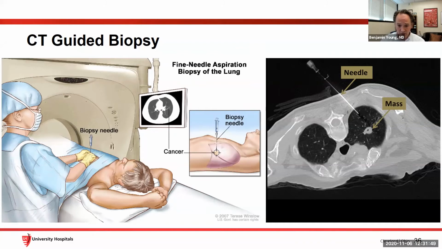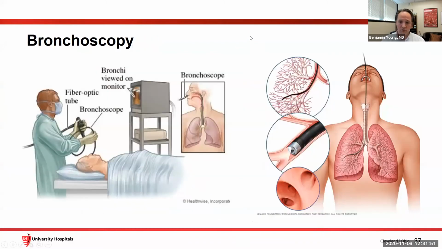So another method for obtaining a biopsy is through something called a bronchoscopy. And a bronchoscope is essentially just a camera on the end of a long flexible tube. It's about the size of your little finger. And this tube with the camera is inserted either through the nose or the mouth, down the throat and into the windpipe, the trachea, and into the lungs.